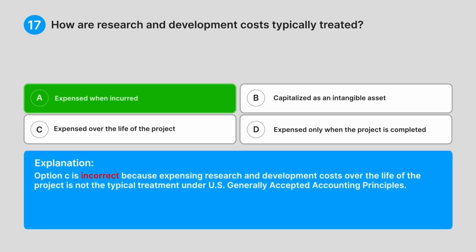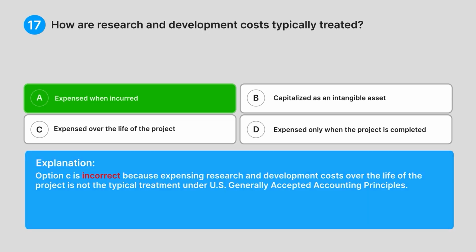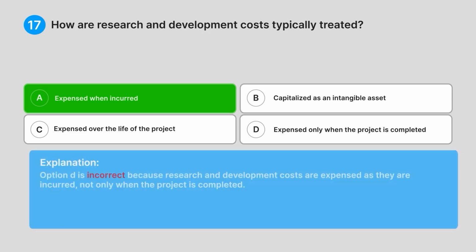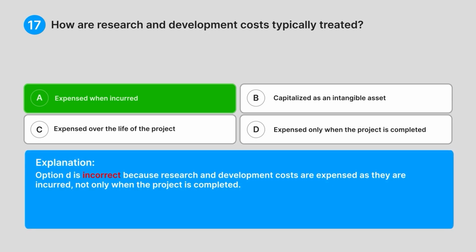Option C is incorrect because expensing research and development costs over the life of the project is not the typical treatment under US generally accepted accounting principles. Option D is incorrect because research and development costs are expensed as they are incurred, not only when the project is completed.